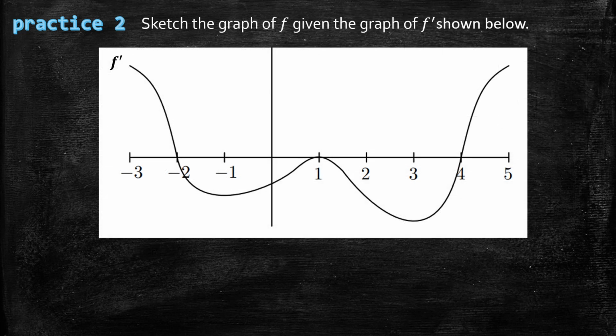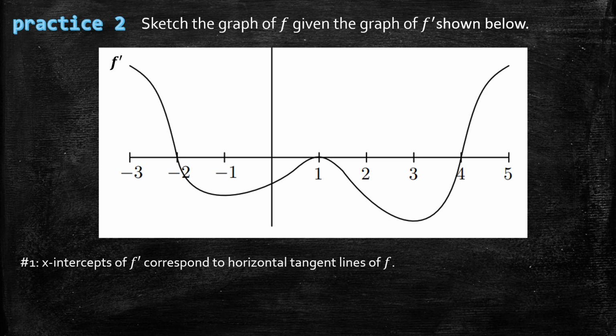So for this problem, we are given a graph of f prime again, but this time we get to sketch the graph of f. So how to go about this? My advice is to always start by finding the x-intercepts of f prime, because these will correspond to horizontal tangent lines of f. So I see an x-intercept at -2, at 1, and at 4.